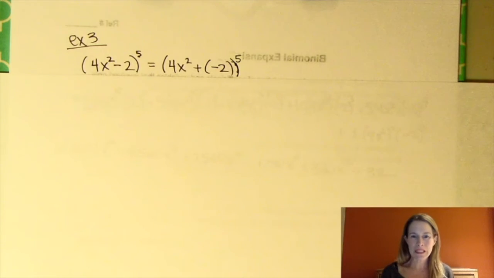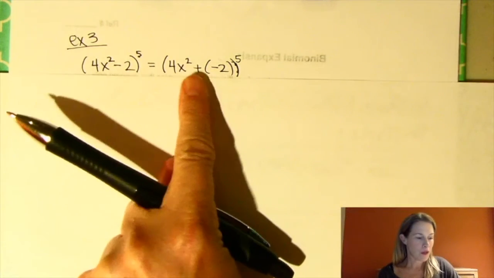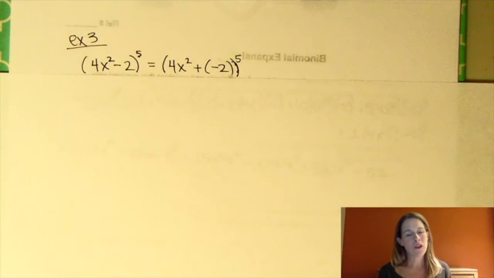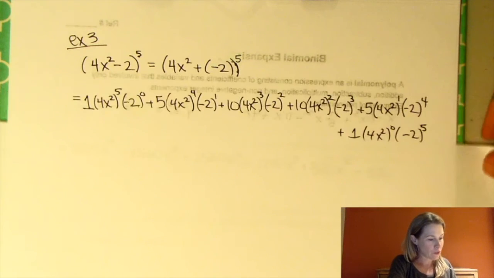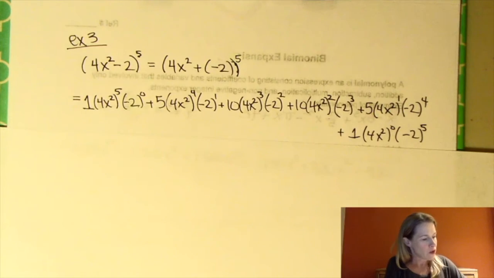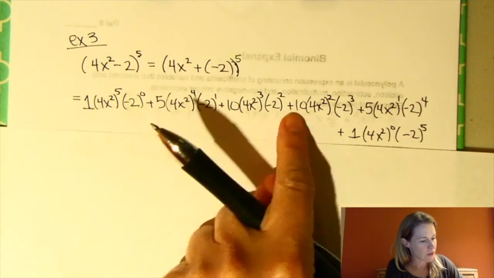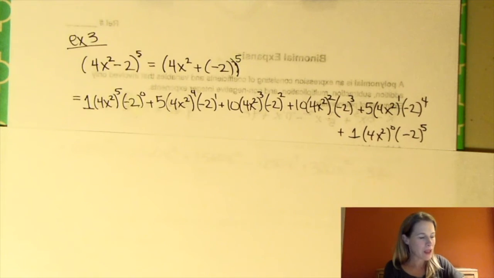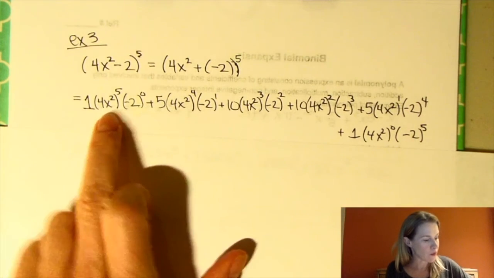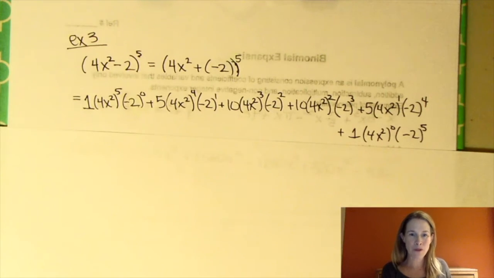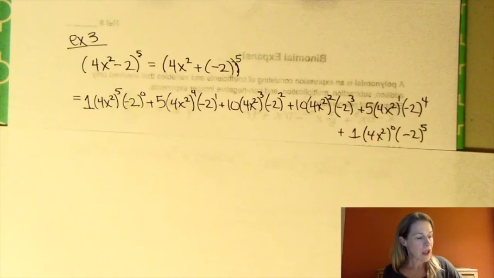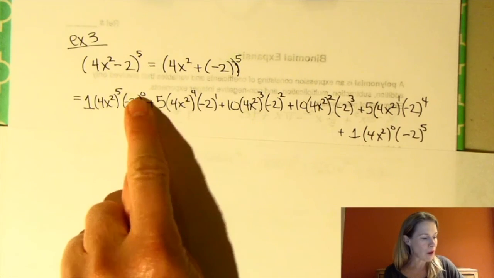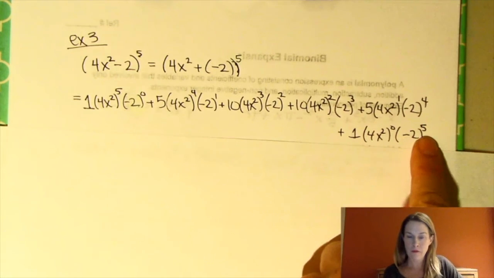All right, so you went through and expanded 4x squared plus negative 2 all to the 5th power. You used the 5th row of Pascal's triangle, which is 1, 5, 10, 10, 5, 1. And then you set up your terms. I actually ran out of room on the paper here. I had to wrap it around. So I have 1, 5, 10, 10, 5, 1 as my coefficients. And then for each term, I have a 4x squared. And you'll notice the powers on the 4x squared are decreasing, starting with the power of 5, 4, 3, 2, 1, and 0. And then I have negative 2 growing from a power of 0, 1, 2, 3, 4, all the way up to 5.